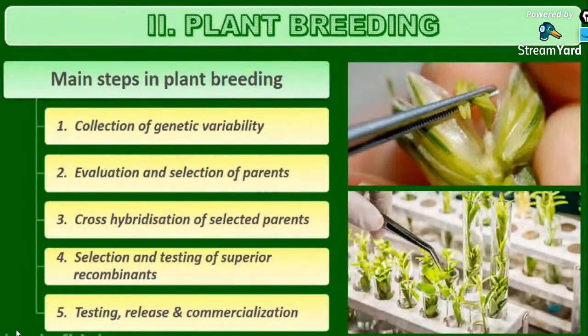So first you have to collect the genetic variabilities of that particular plant you want to breed. Then you have to evaluate and select the parents, the high yielding ones, right? The parents should have a particular character, so that only they can be chosen as a parent. So evaluation and selection of parents should be done, and then cross hybridization, where you cross pollinate or self pollinate between these two selected parents, and you select the superior recombinants or the progenies that are formed after this process.